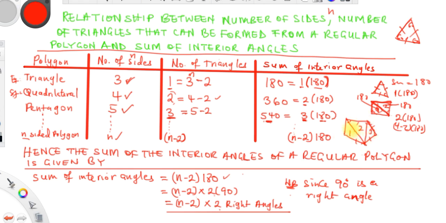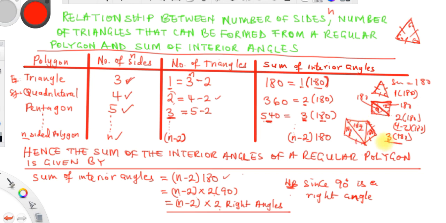But alternatively, we have three triangles. And each triangle, you know that the sum of the angles in a triangle is 180. So this triangle gives me 180, this triangle also gives me 180, and this triangle gives me 180. So instead of summing all the 5 interior angles, I can just write how many triangles I am getting. I'm getting 3, then times the sum of the angles in each of the triangles, which is 180. So 3 times 180 will give me the sum of the interior angles in this pentagon.